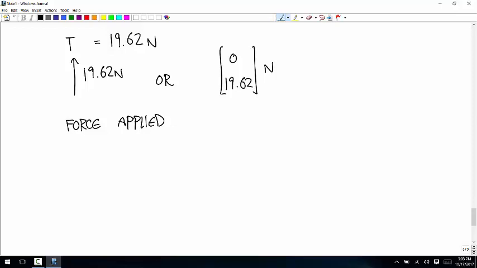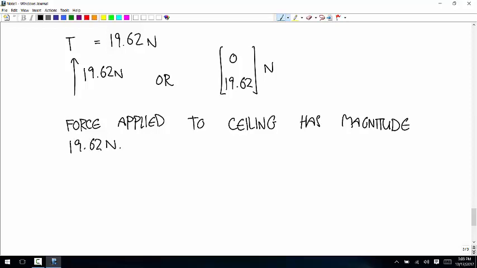Because that cable doesn't touch anything between its endpoints other than pulleys, the force applied to the ceiling has a magnitude of 19.62. What's the direction?